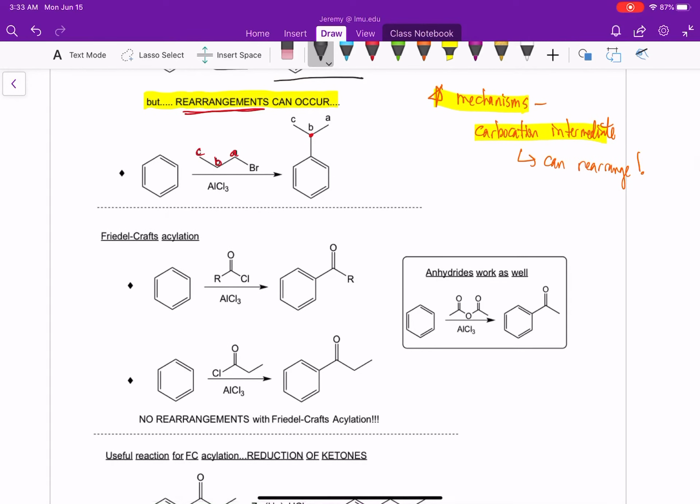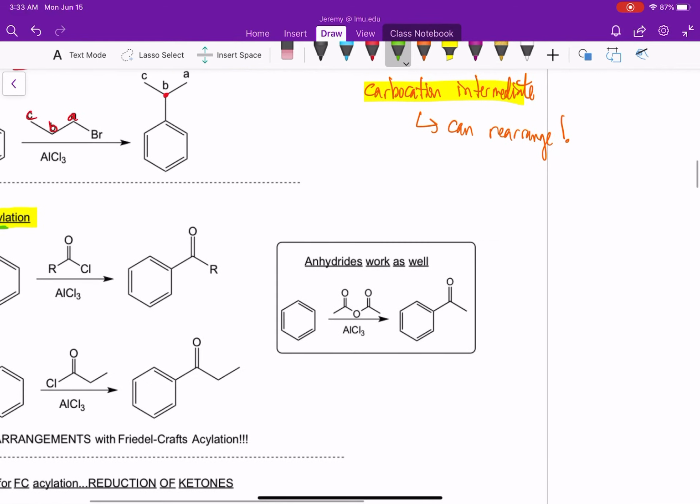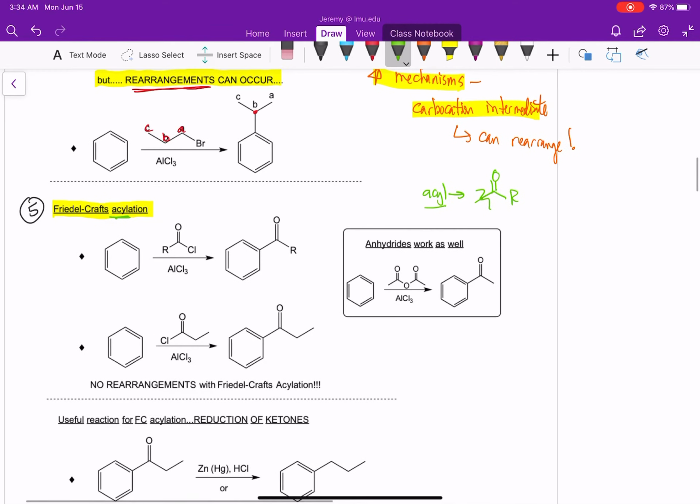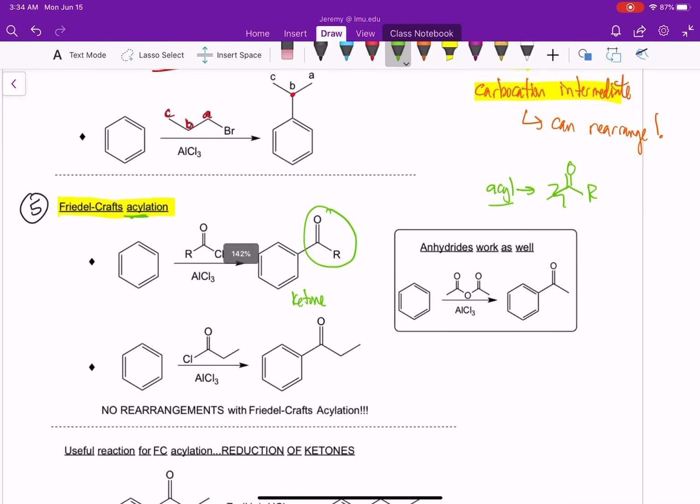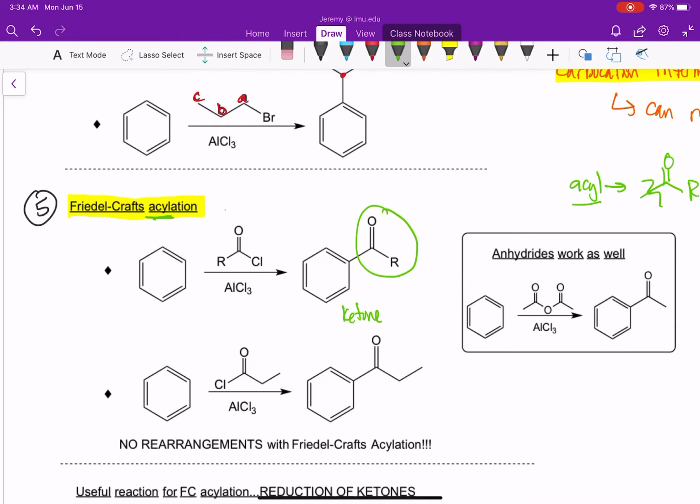So the fifth EAS reaction, and the last one we have to cover, is called Friedel-Crafts acylation. This is an acylation. So here we're using an acyl group. We're adding an acyl group, which is a C double bond OR. So that's an acyl group. So this is an acylation because we're adding a C double bond OR. Basically, we're forming a ketone. So here we're going to take an acyl chloride or an acyl bromide. So we have our R group, C double bond O, Cl. Again, we have to use our Lewis acid. And now the benzene ring will substitute at the position of the carbonyl. And the chlorine is gone.